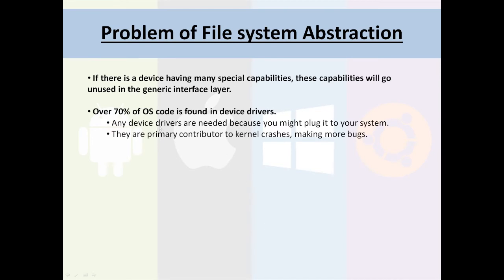So like I said, this has resulted in an over-reliance on device drivers, meaning that in today's operating systems, around 70% of the code is found in device drivers. Now, these device drivers are needed because you might want to plug a specific device into your system and you would like it to work, no matter what that device was. And because we've got so many of these different device drivers now, and the fact that they are designed by companies, they are the primary contributor to kernel crashes, as well as making other bugs occur.